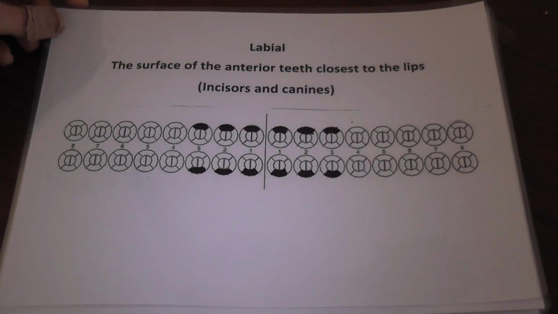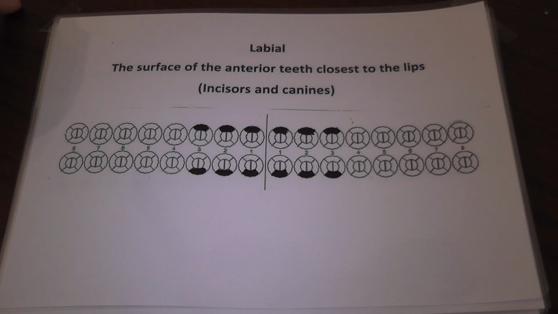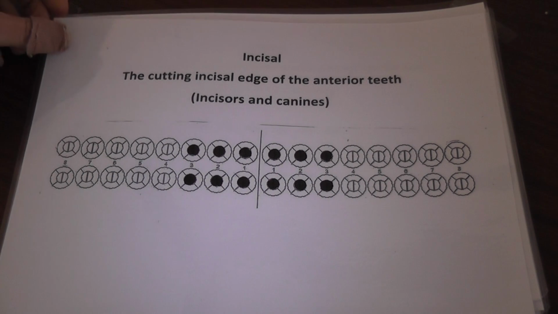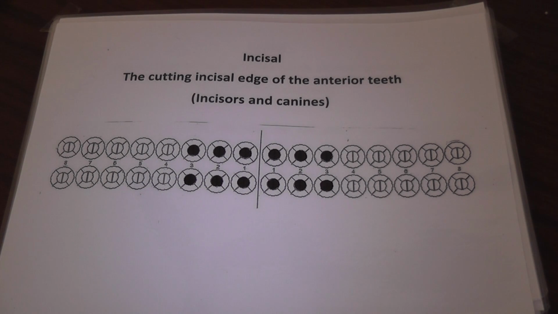Labial. This is the surface closest to the lips. As we do not have lips at the back of our mouth, the labial surface is found on the outside of anterior teeth only. Here they are. Incisal. Incisal is the biting or cutting edge of our anterior teeth. These are the surfaces of the tooth for biting into food, and here they are.